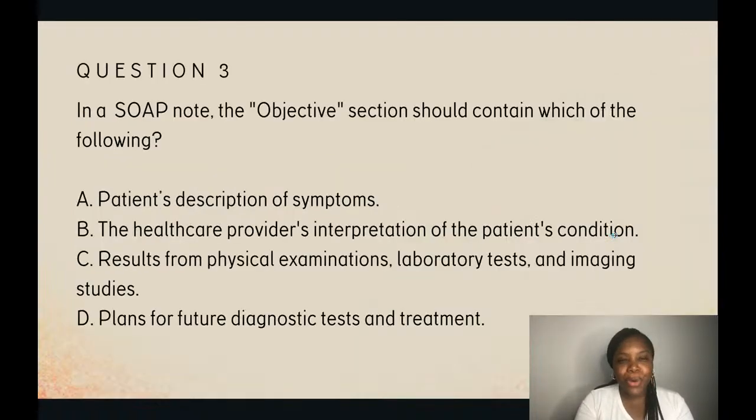We have about 3 more. In a SOAP note, the objective section should contain which of the following? A, patient's description of symptoms. B, the healthcare provider's interpretation of the patient's condition. C, results from physical examinations, laboratory tests. D, plans for future diagnostic tests and treatment.